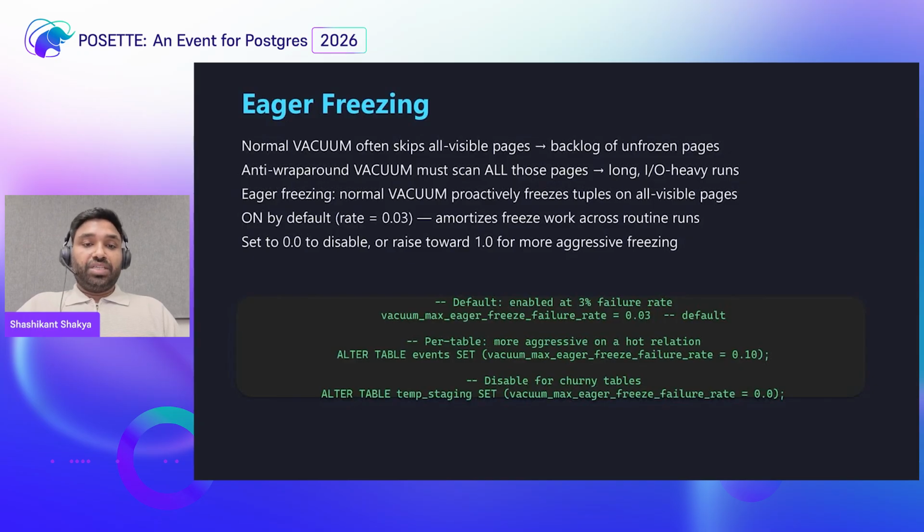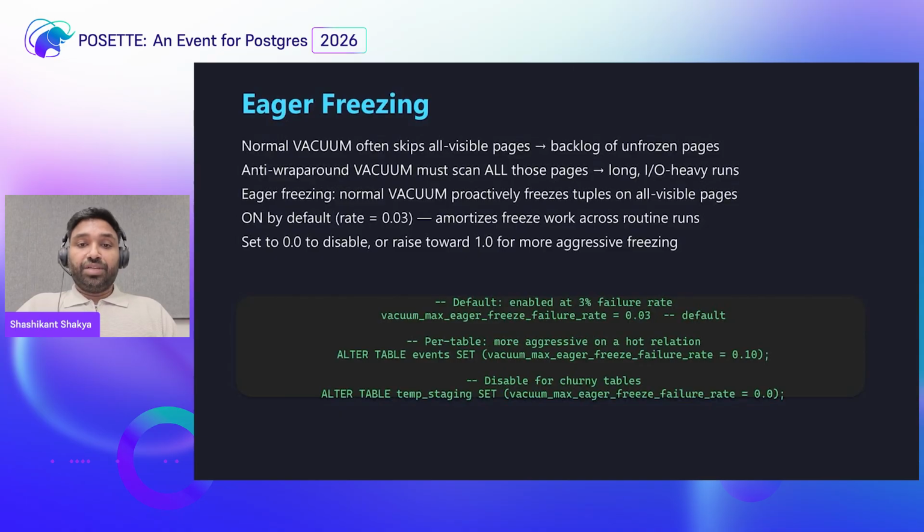Now we're going to talk about eager freezing. This is one of the long-standing operational headaches: anti-wraparound IO storms. Prior to PG18, normal vacuums often skip all visible pages, thinking they don't have to clear anything there. But those pages might have unfrozen tuples, and over a period of time, these unfrozen tuples accumulate drastically.